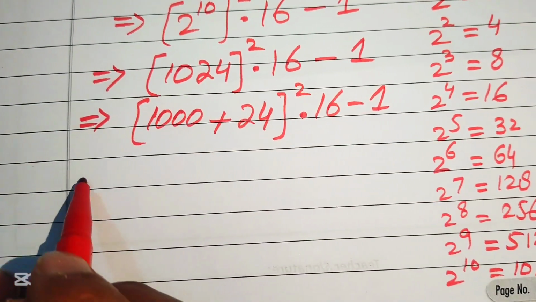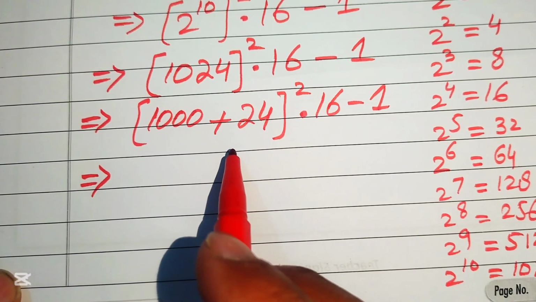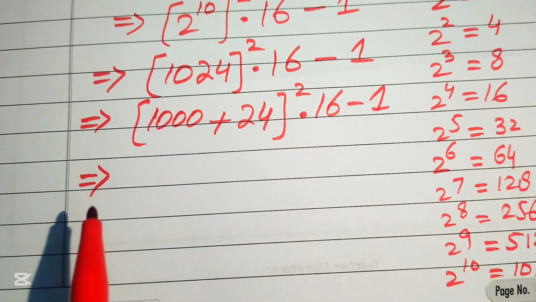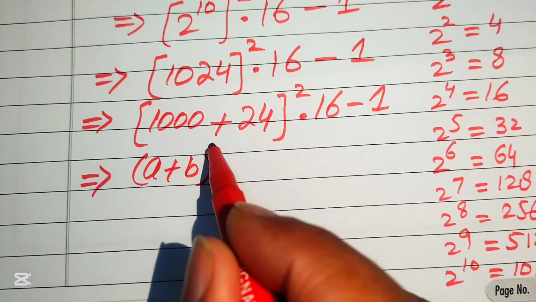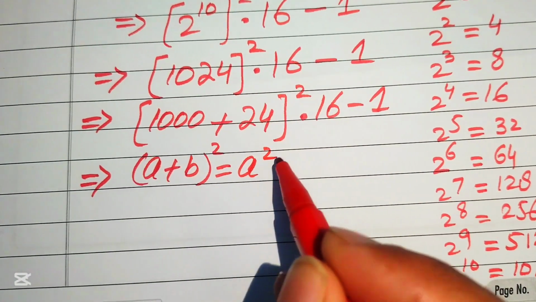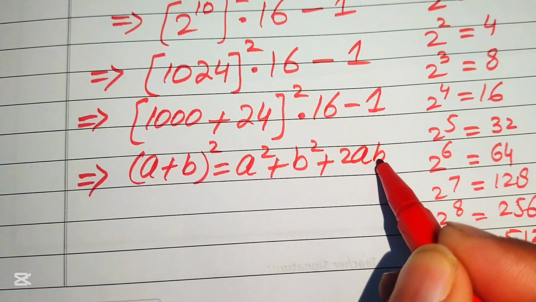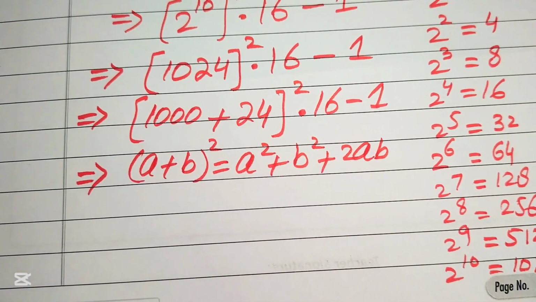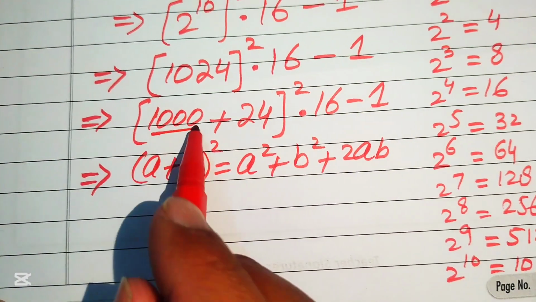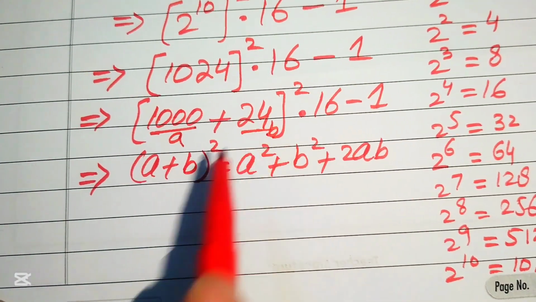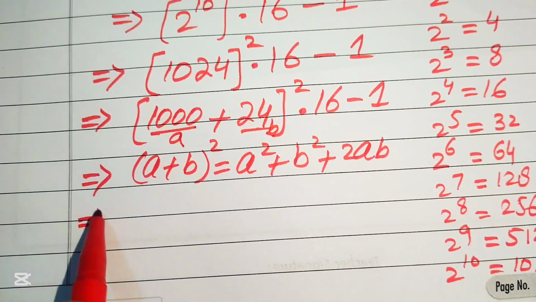So now in the next step we have 1000 plus 24, and here we use this nice algebraic formula. If we have (a plus b) whole square, it is equal to a square plus b square plus 2 times ab. According to this nice law, we just expand the above terms here. So this is our a and this is our b.